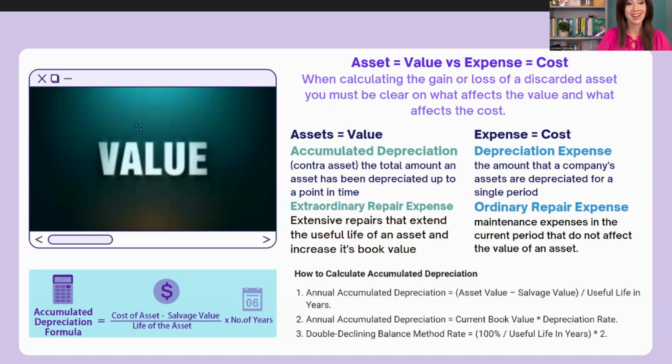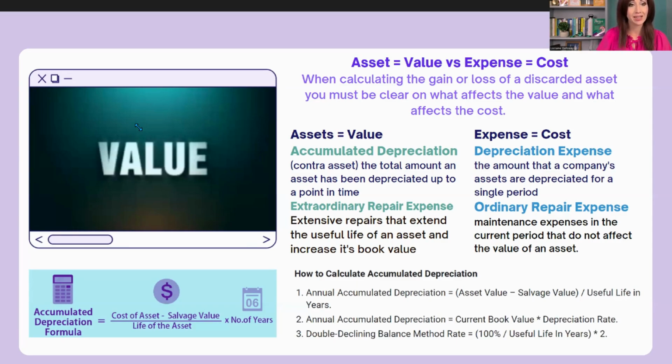And then extraordinary repair expense can be confused as an expense, but it actually is considered an asset because it's the extensive repairs that extend the useful life, that's the key there, of the asset and increase its book value. So this adds value to our asset. That's going to increase the number or give it a bigger chance to be a gain when it is discarded, or it may extend the life of the time period that it is used. So that will change the factor of how long it's going to be used, if it's going to be used longer, or if it's going to be discarded sooner or later than expected.